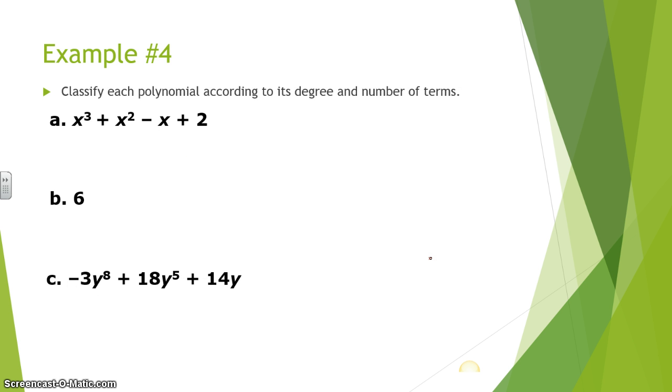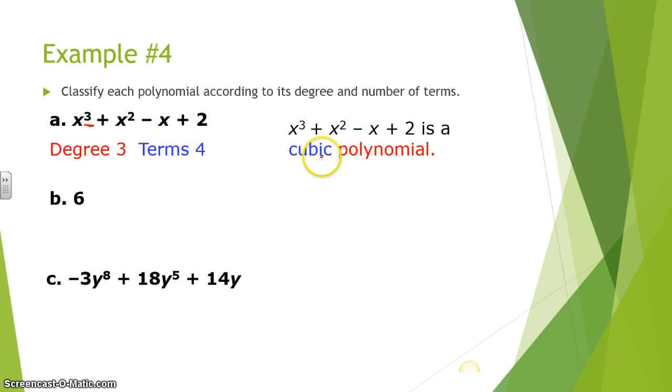It says classify each polynomial according to its degree and number of terms. So looking at A, we have 1, 2, 3, 4 terms, and we have to find the degree of each. The degree is 3, because 3 is the greatest degree out of each term. And since there are 4 terms, the name of this would be a cubic polynomial.